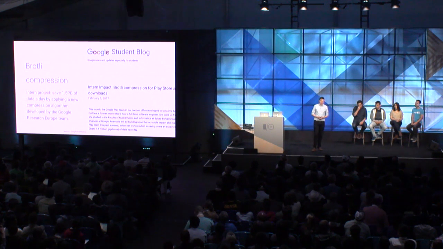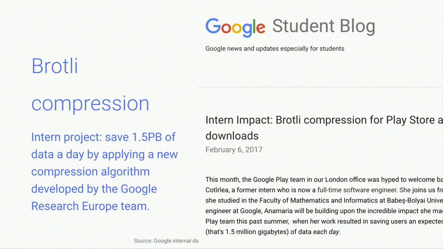The first was Brotli compression. Now, at Google, we're always super proud of our interns, but this one's going to take some beating. Our intern, Anna, took Brotli, which is a new compression format from the Google Research Europe team, and applied it to the Play Store. That one change reduced our data usage by 1.5 petabytes a day, compared to our previous method of using gzip for everything. This is crazy, right? We're super pleased with these results, and you can be sure we made Anna an offer to join us full time.